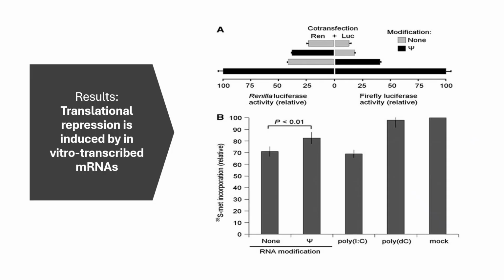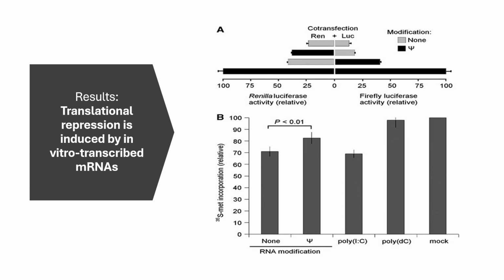Translational repression is induced by in vitro transcribed mRNAs. In image A, human embryonic liver cells were co-transfected with two luciferase mRNAs that were unmodified or pseudouridine modified. When both luciferases contained pseudouridine, translation was at a maximum. However, when only one contained pseudouridine, translation was decreased by half. This is because in vitro transcribed unmodified mRNAs elicit global translational repression. And finally, when both contained unmodified mRNA, translation of the transcripts was lowest.